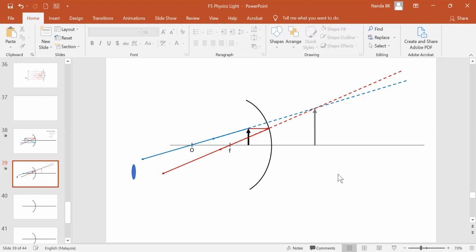So the important line is here as well. The line which passes through O will go straight. The line which is parallel will pass through focus. Can you understand that? Will pass through focus. But our brain will think, oh, image is behind.